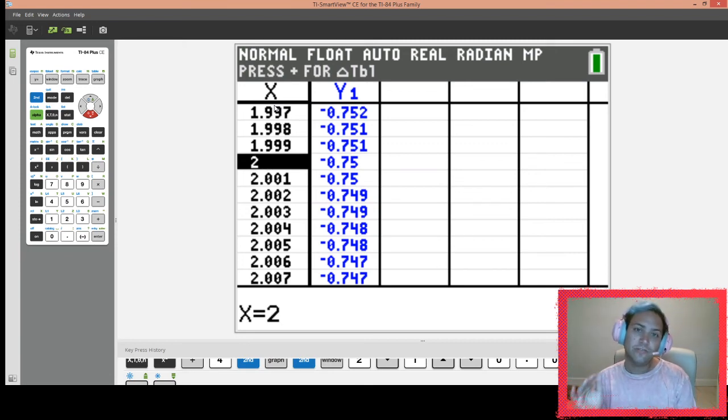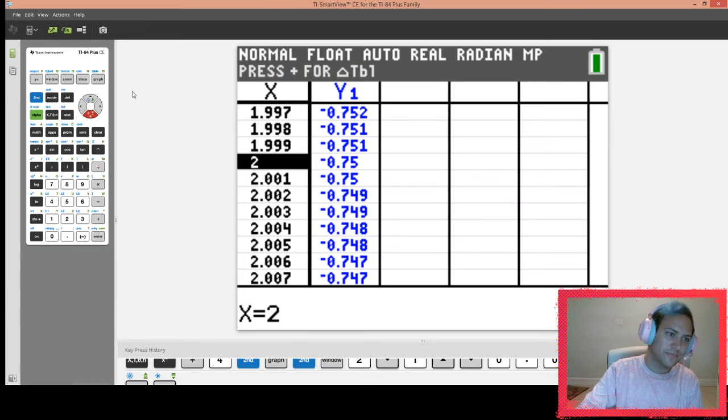Now, if this was like I talked about in the notes, undefined at 2, it would say error on the 2 spot. But I can still see what's happening. On the top, above 2 is negative 0.751, and below 2 is negative 0.75. So I can say that as we're approaching 2, it's approximately negative 0.75, which we said was the answer, right? The other thing that we might want to look at is a graph.